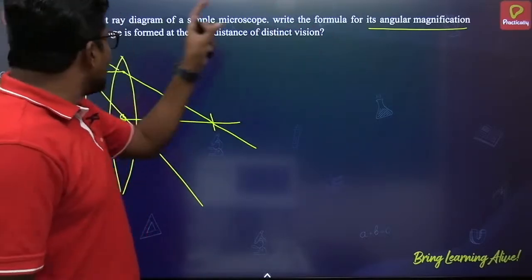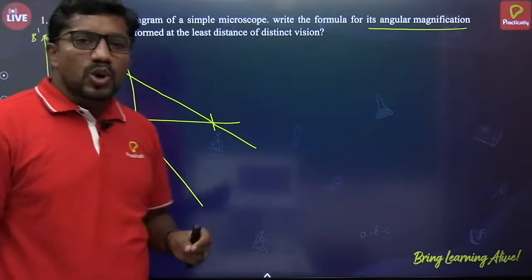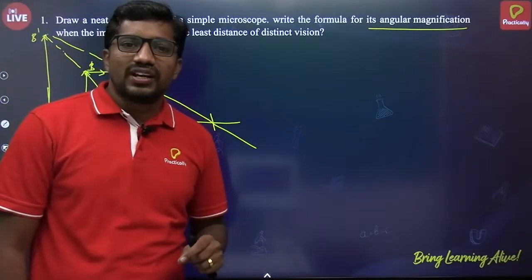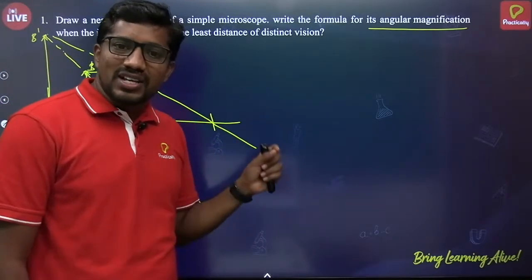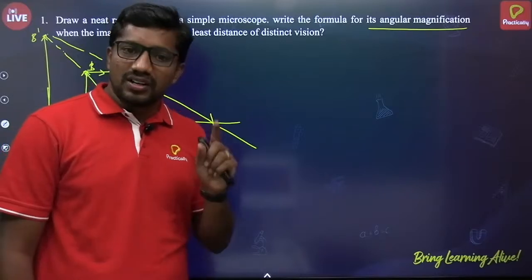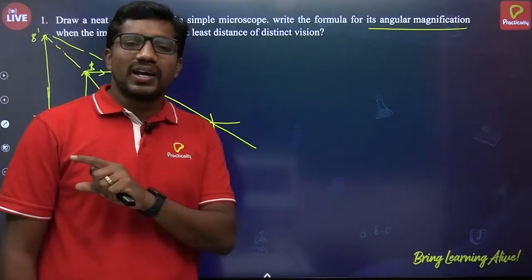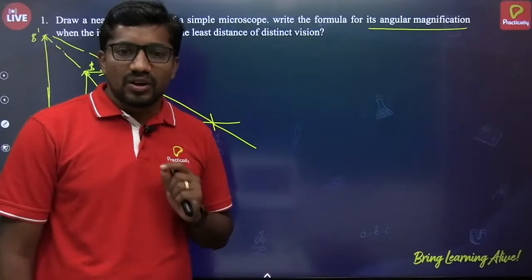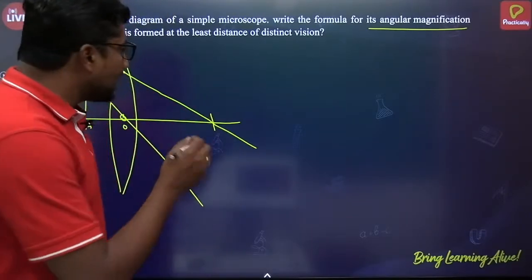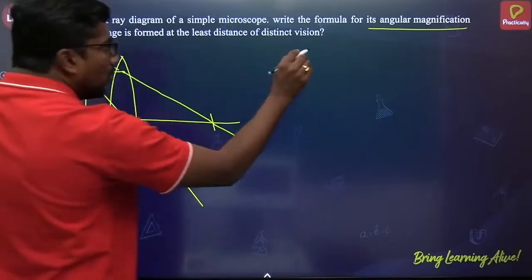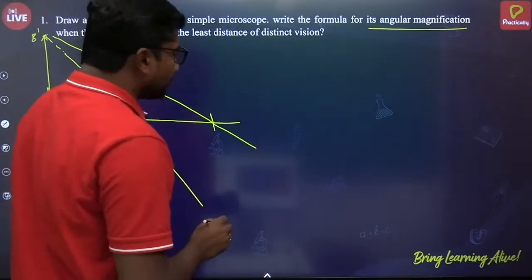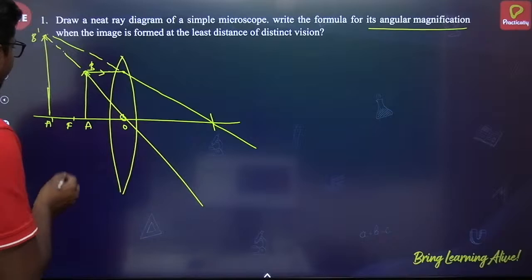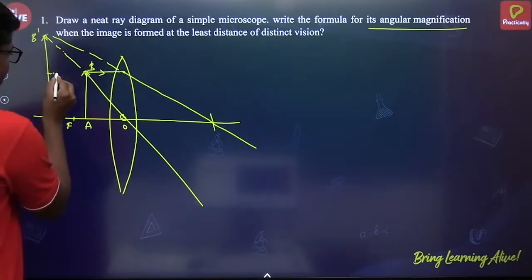Angular magnification of the simple microscope can be defined as the ratio between the angle subtended by the image at the least distance of distinct vision divided by the angle subtended by the object at the least distance of distinct vision. Okay, so like that also you can define. Now anyhow we have to derive an expression for it. For that I am taking a simple diagram here.